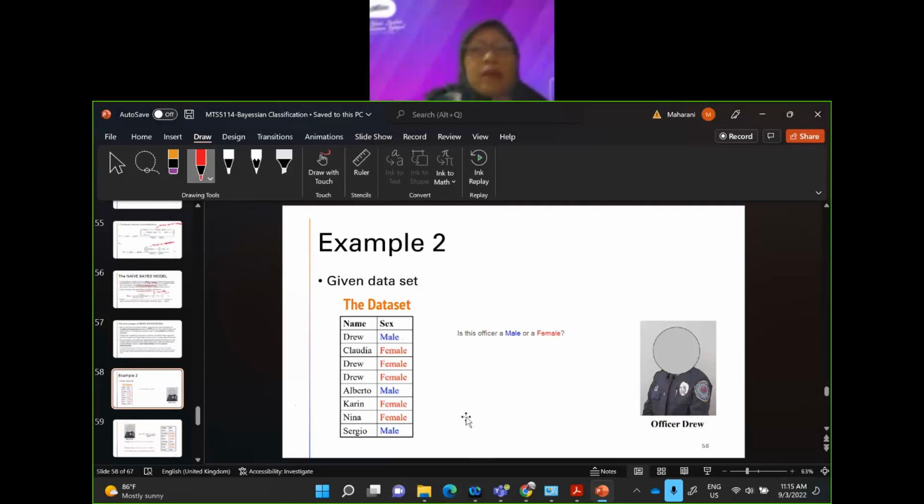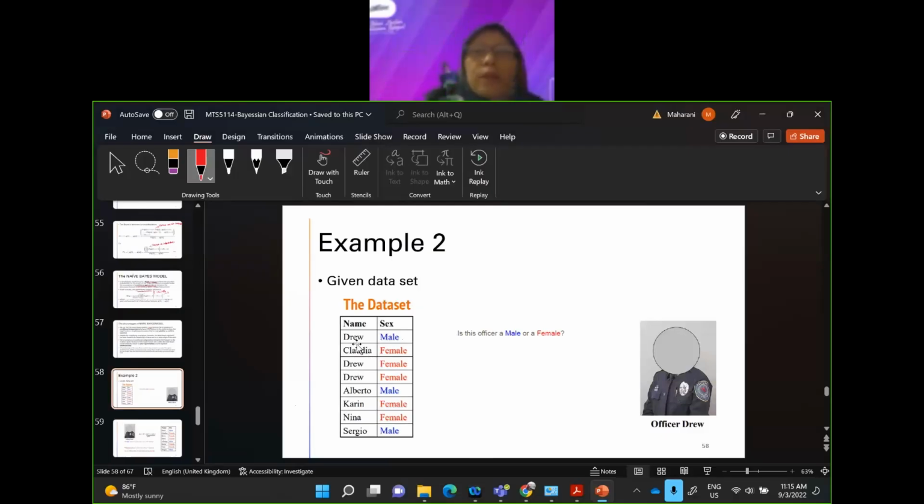Your task is to predict, if someone new comes to you, whether the person is male or female, without looking at the hair, for instance, only by the name and the gender or the sex. So we're going to predict whether, in this case, an officer is male or female. Okay, this is the data set.